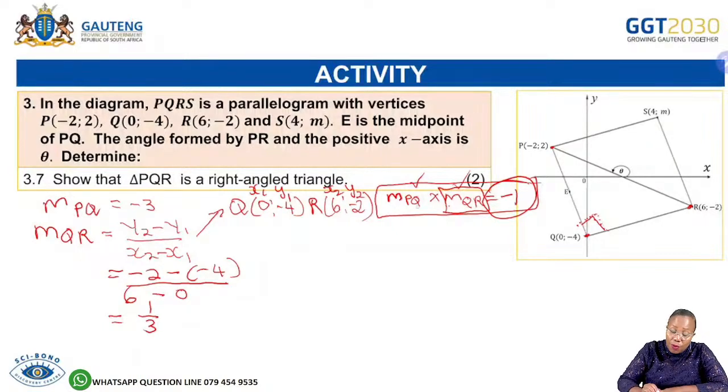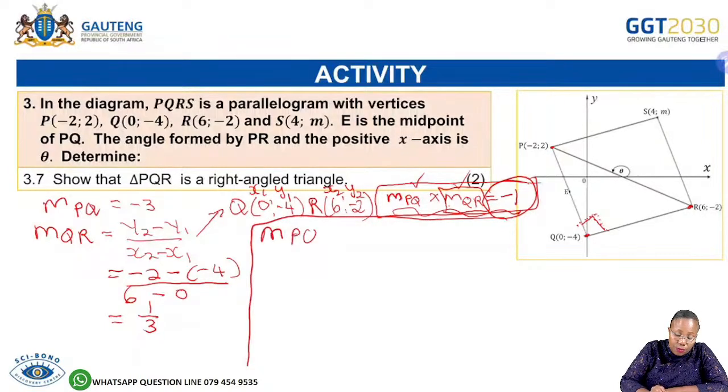QR. Now we want to test this condition, right? Let's check the product of the two. We are having m of PQ multiplied by m of QR. We are testing, grade 12: will it give us minus 1? M of PQ is minus 3 multiplied by m of QR, which is 1 over 3. And then if we multiply the two, we end up with minus 1.